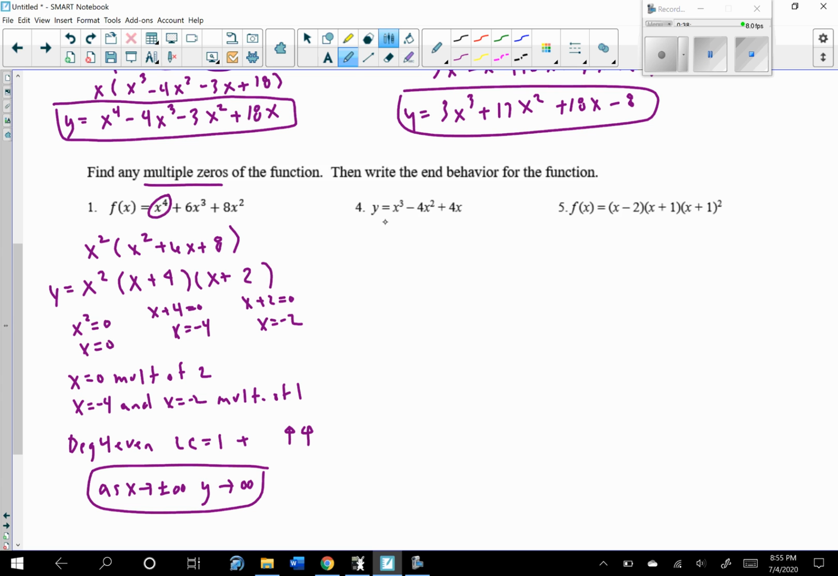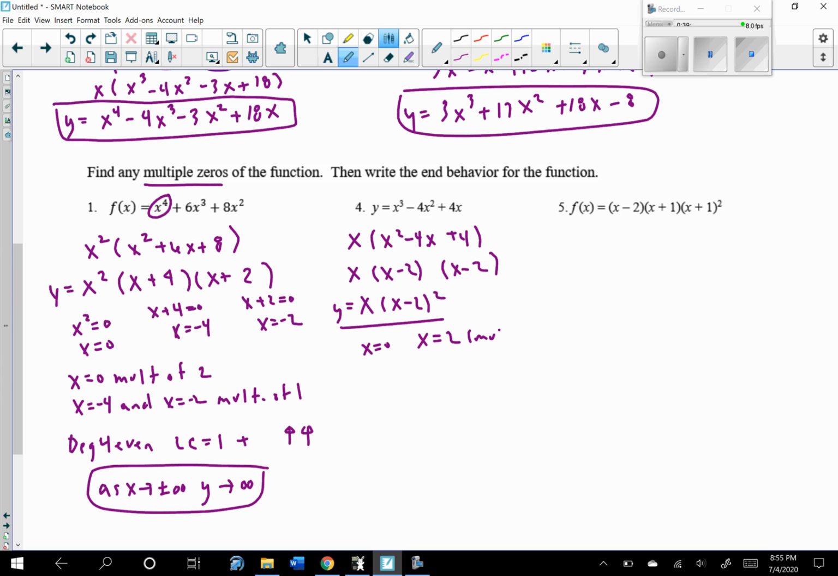So first for number 4, you want to look for the GCF, which is just x. And then you can factor this trinomial, x minus 2 times x minus 2. So that means we have x times x minus 2 squared. That is the factored form. So here we have x equals 0, and for this one we get x equals 2, with a multiplicity of 2 for that one.